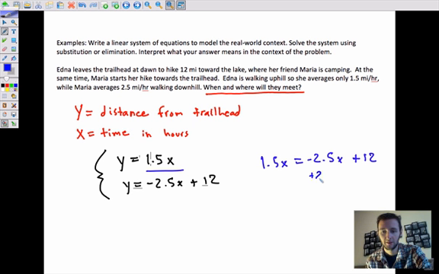Going through solving, add 2.5x to both sides. You get 4x equals 12, and then x must equal 3. Okay, so interpret what this answer means in terms of context. This is important. So we know x equals 3. Well, what does that mean in terms of the problem? That means that Edna and Maria will meet each other after 3 hours of walking.